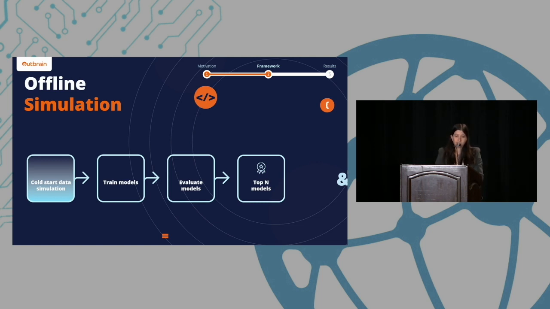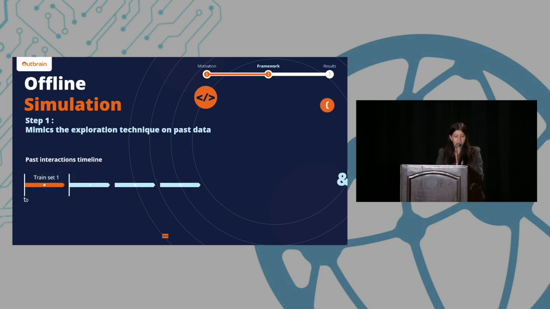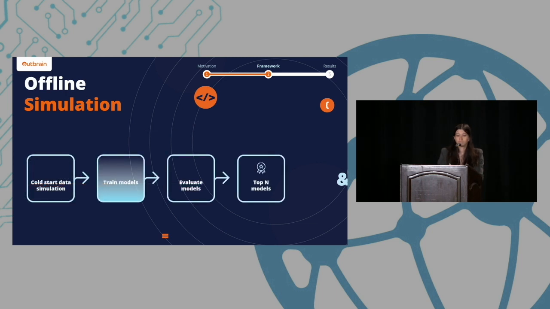The offline simulation consists of 4 steps, the first one being the cold start simulation. What we did there is use historical past data, and we just plotted it on the timeline. And we use the simulator to mimic many exploration techniques. Each exploration technique generates a different training set for a model. So now we have many different training sets. And for each training set, we train an individual model, keeping the model parameters static.